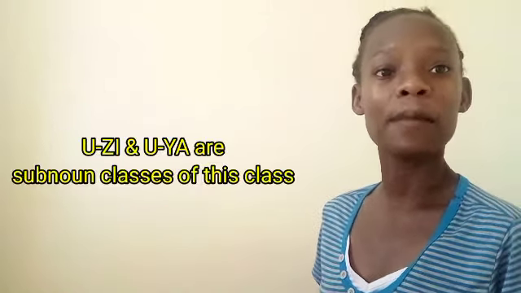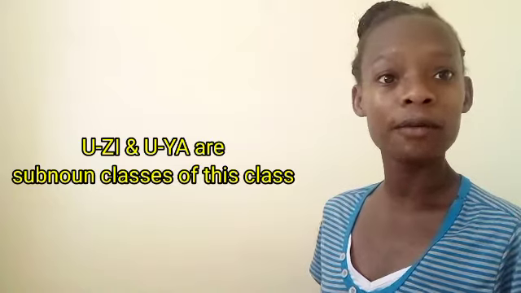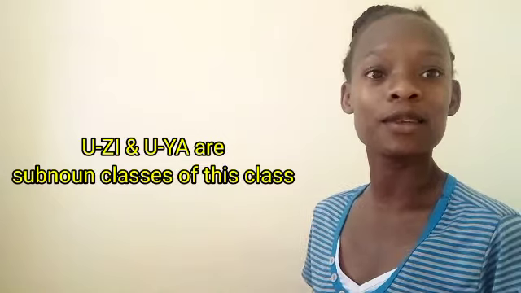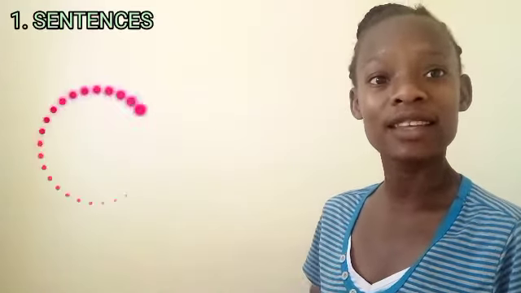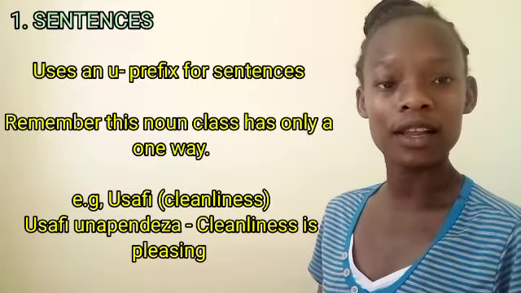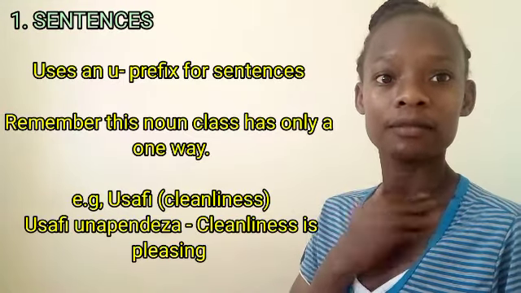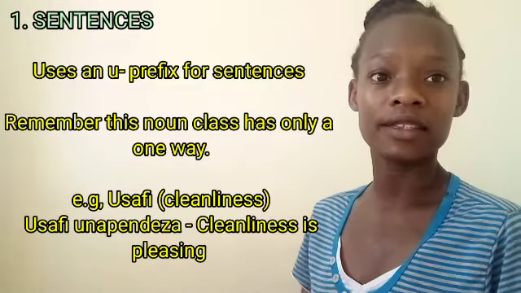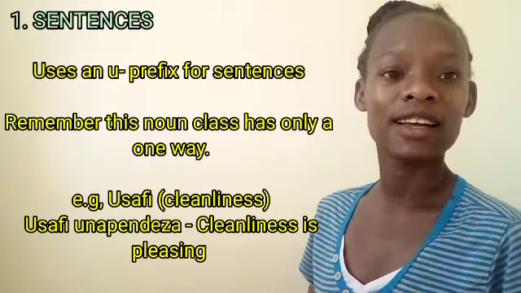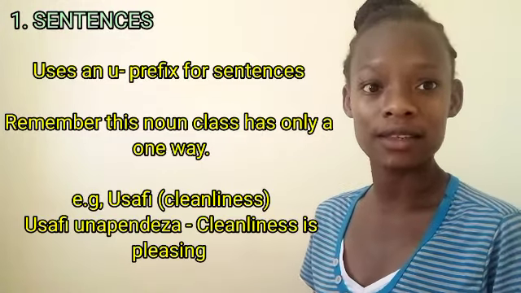And in this class, we have some other sub-noun classes which form under this category. For instance, we have the uya noun class and the uzi noun class, which we are going to look at very specifically in other videos. With sentences, the noun class uses a u prefix. For example, let's use the noun usafi, which is cleanliness. Usafi unapendeza. Cleanliness pleases. So you see, they use the u prefix for sentences.